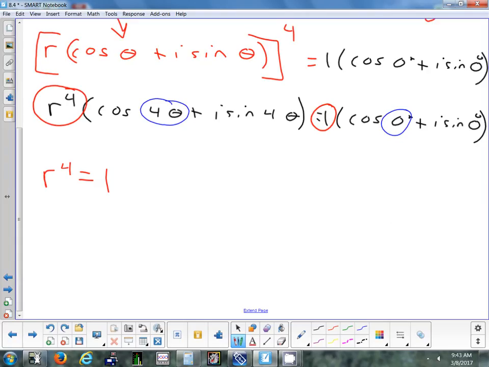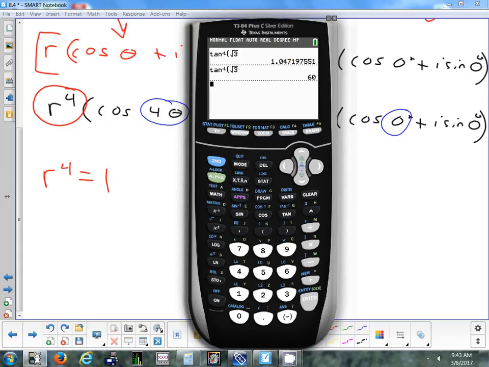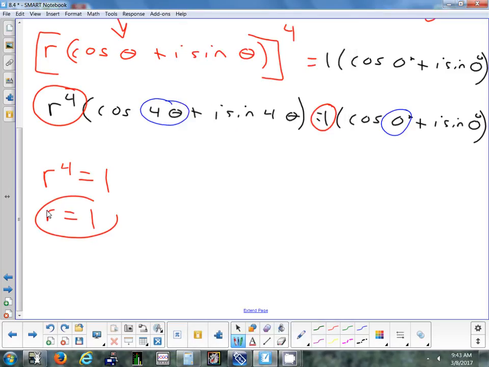What do you have to do to get rid of a fourth power? Take a fourth root. And let's do it on the calculator, even though we probably could do it in our head, just so you see how to type it in. To take a fourth root, we press 4. Go to math. And it's the 5th option down. And now type in your number. What are we taking the fourth root of? 1. And if you do that, what do you get? 1. So your final answer, that's your radius.